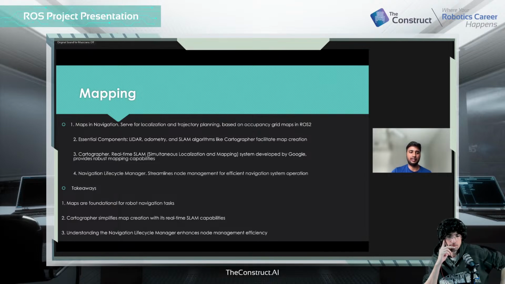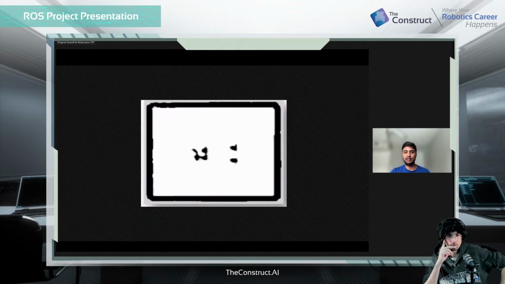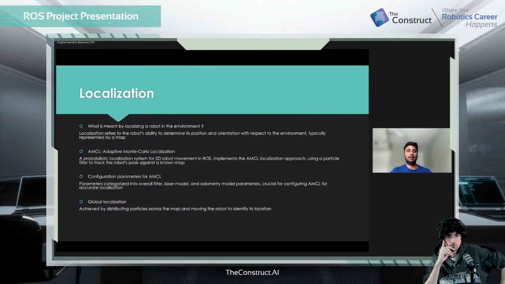So the takeaways are that maps are foundational for robot navigation tasks. Cartographer simplifies the map creation with its real-time SLAM capabilities. And the navigation lifecycle manager helps us manage all those nodes together efficiently. This is the map that I created using my Cartographer SLAM. The next section is localization.